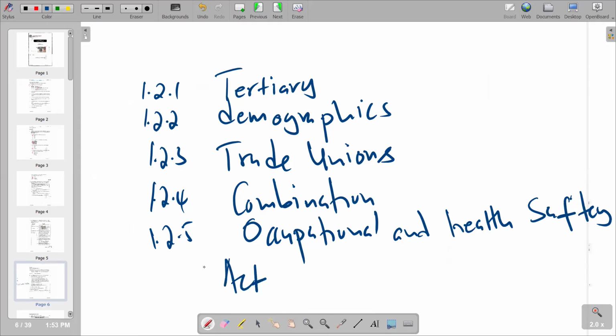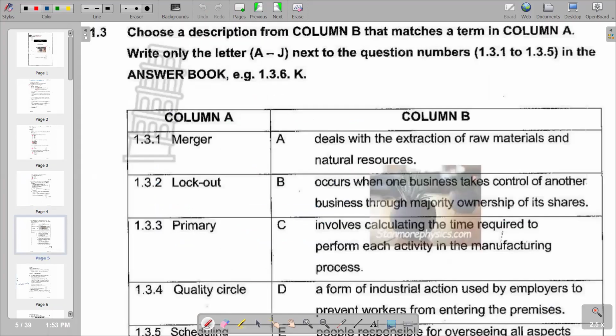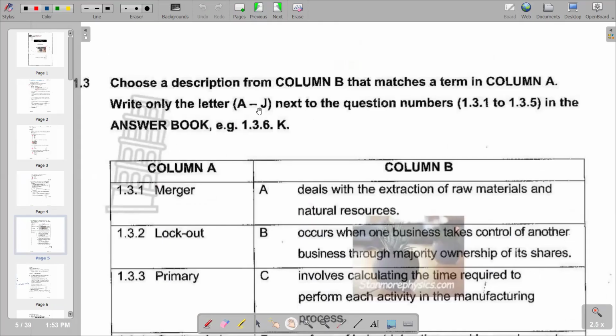This is the correct response that we have on 1.2.5. So moving on, this is the last part that we have. We go to the next part, which is 1.3. 1.3 says choose a description from column B that matches the term in column A, right? Only the letter A to J next to the question number. And that's 1.3.1 to 1.3.5 in the answer book.